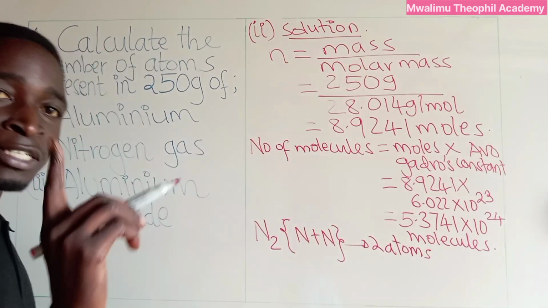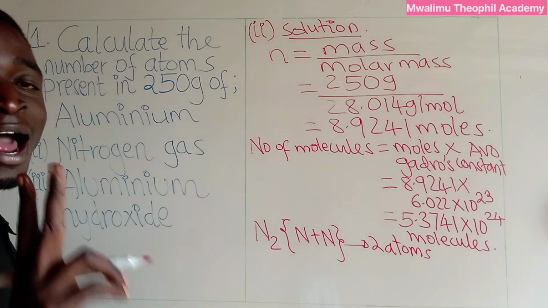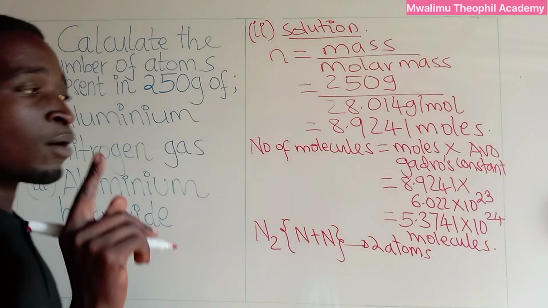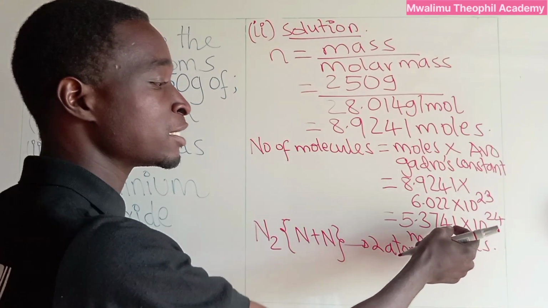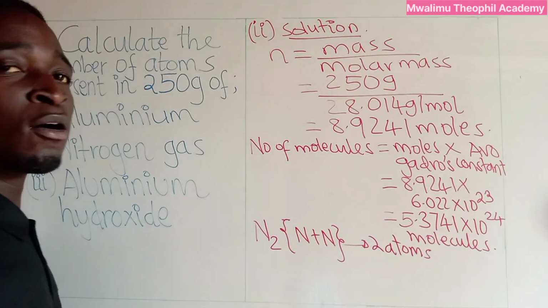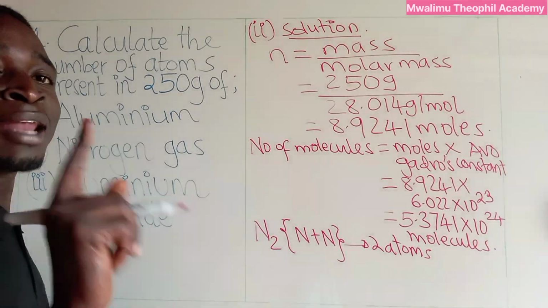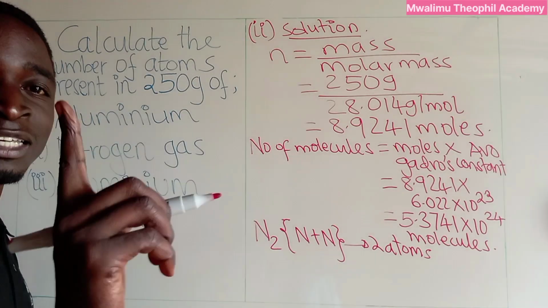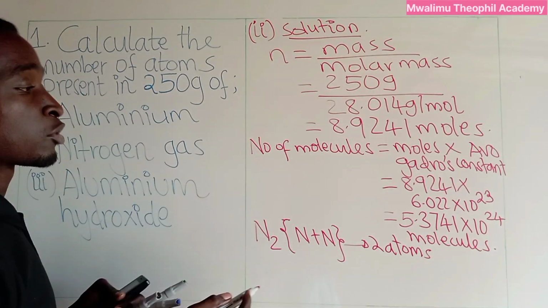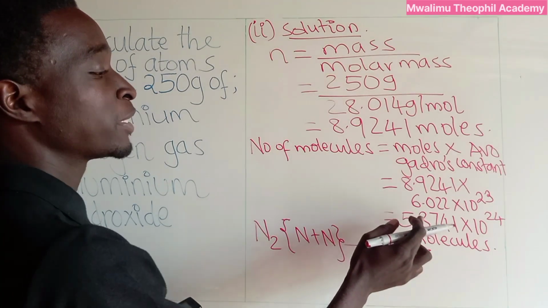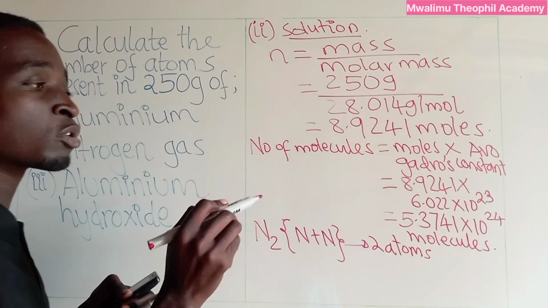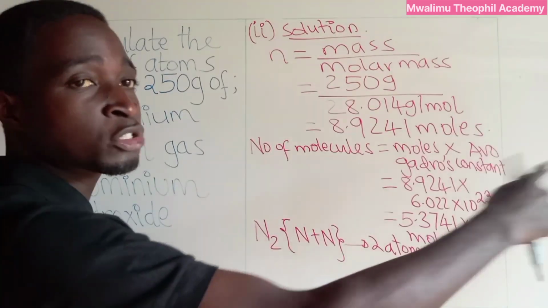Now, in each molecule of nitrogen gas, there are two atoms of nitrogen. So, to get the number of atoms present in these molecules which you have obtained, you have to take that number of molecules times the number of atoms in a single molecule. So, the number of atoms present in 5.3741 times 10 raised to 24 molecules is equal to these molecules times 2.